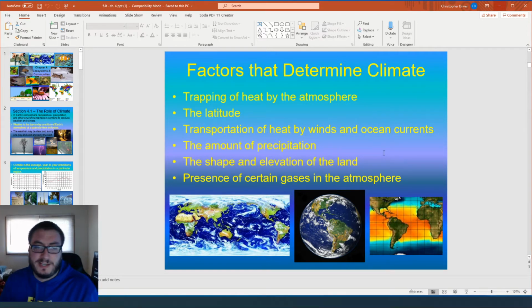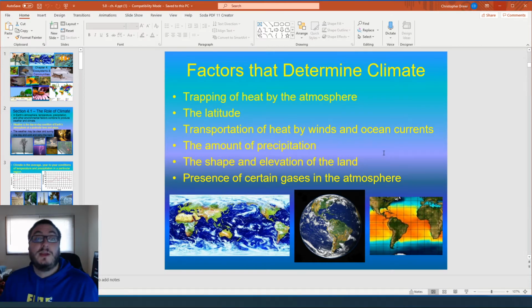The amount of precipitation, so how much rain you get, is a huge factor. It determines what kind of vegetation you're going to get, if there's vegetation at all. If you live in a desert, there's very little. You're not exactly going to have forests out in the desert.